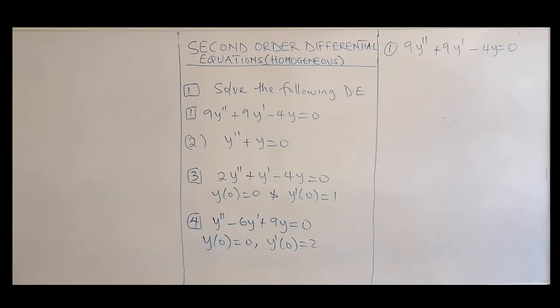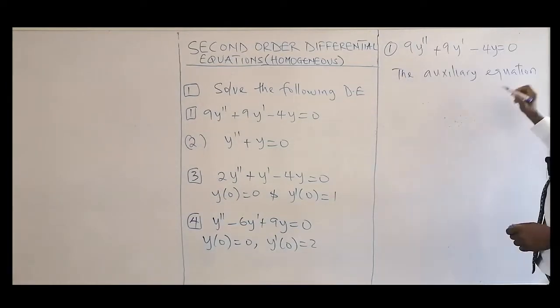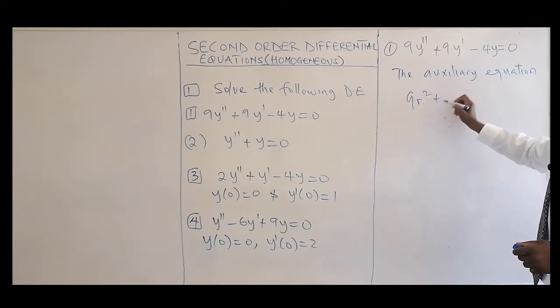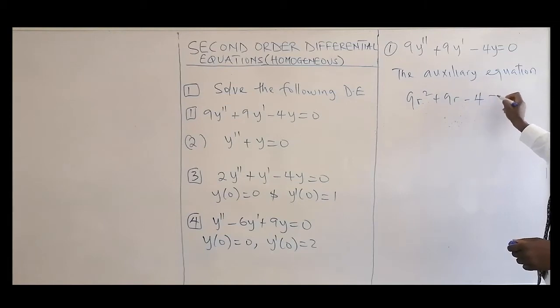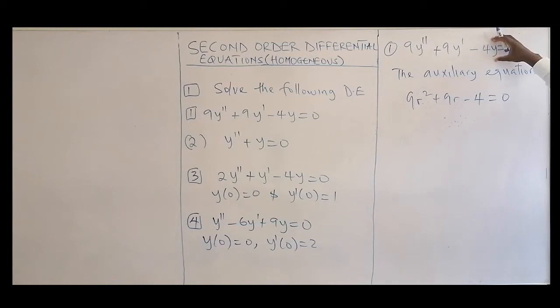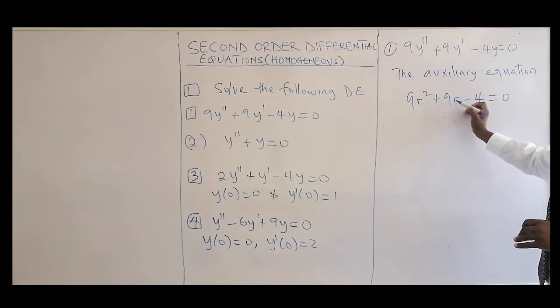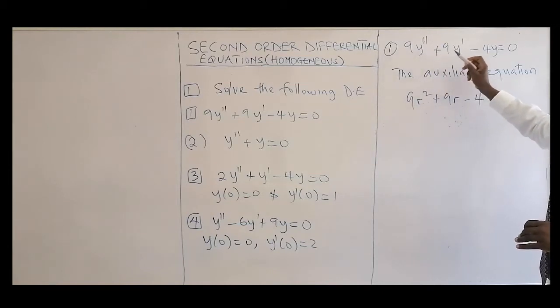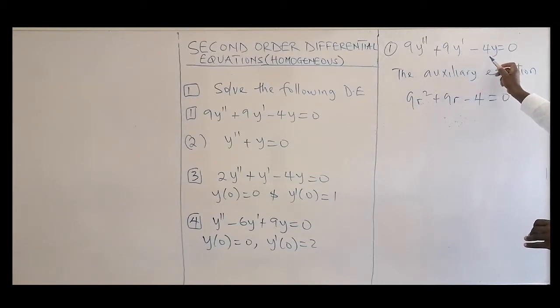In that case, now the auxiliary equation will be 9r squared plus 9r minus 4 equal to 0. The introduction to this has been given in a video, so please watch those videos. The first differential will be r, the second differential will be r squared. So 9r squared plus 9r, then there's no differential, so you just write the coefficient of that y.